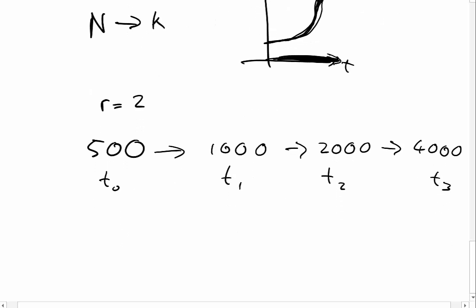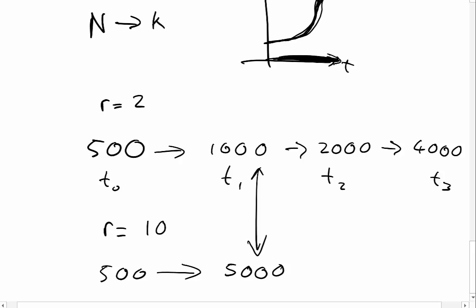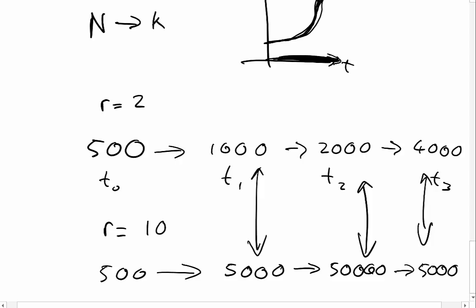Whereas if our growth factor was, let's say, 10, at time 0 we're still going to have 500. Then at time 1, it's going to be 5,000, compared to the 1,000 which we had when our growth factor was 2. At time 2, it's going to be 50,000, which is much, much bigger than the 2,000 we had previously. And at time 3, we're going to have 500,000 people, compared to the 4,000 people we had when our growth factor was 2.